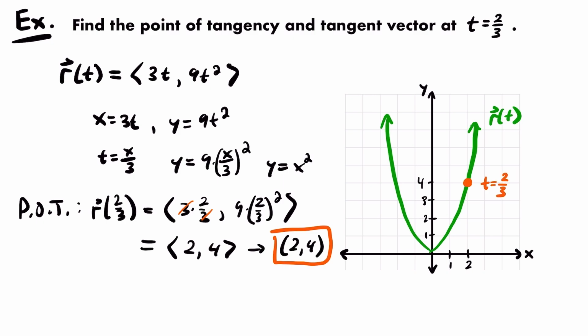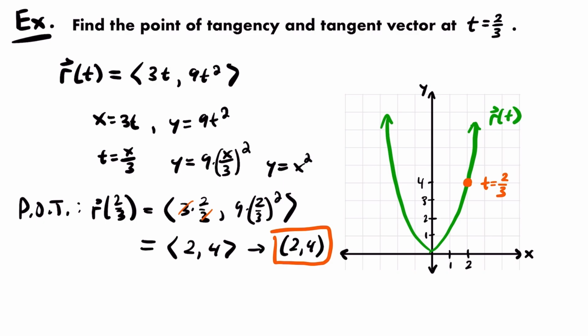Now we have the point of tangency. What we need to find now is the tangent vector at that value of t. To find a tangent vector, we have to take the derivative of our vector function. Remember that the derivative of a vector function is a tangent vector for any value of the parameter t.